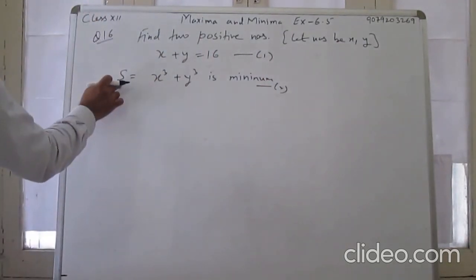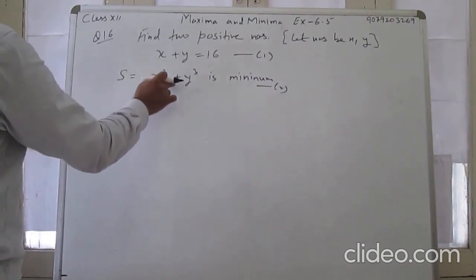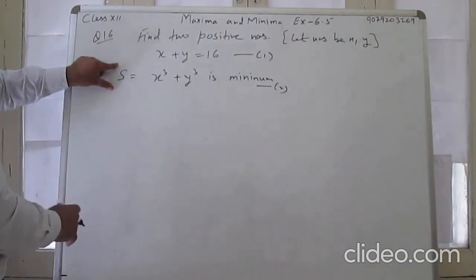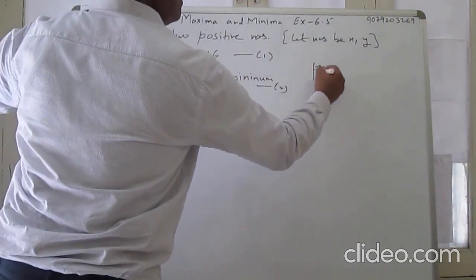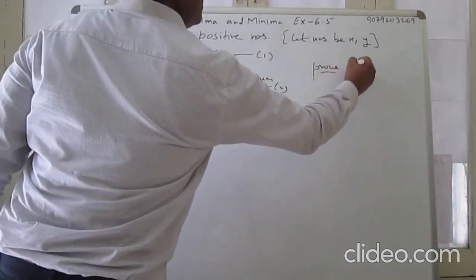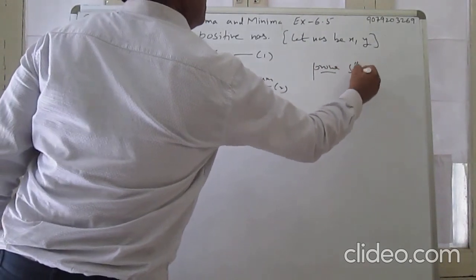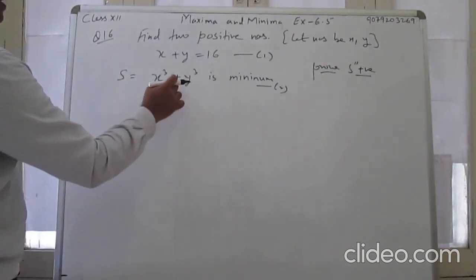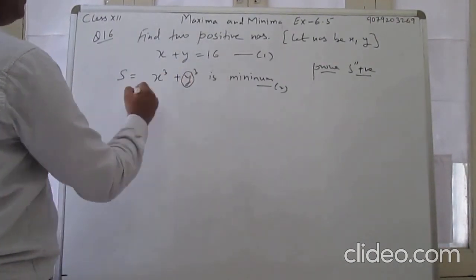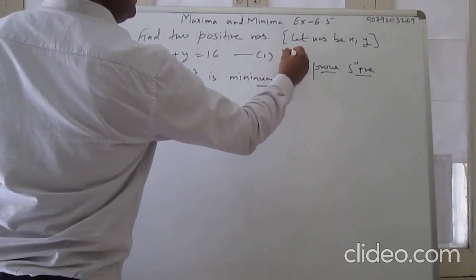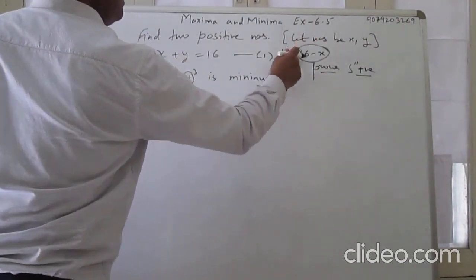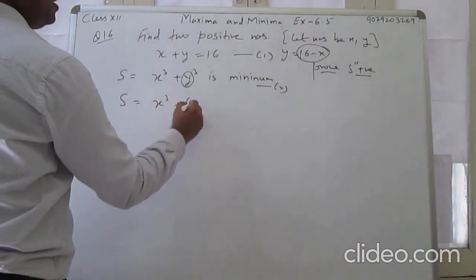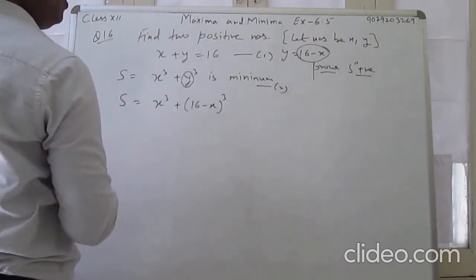If the double differentiation of this is positive, then it is minimum. We have to prove that the double differentiation is positive. So here we can put the value of y. What is the value of y? From the first equation, it is 16 minus x. Put it here, so S is equal to x cube plus 16 minus x, the whole cube.